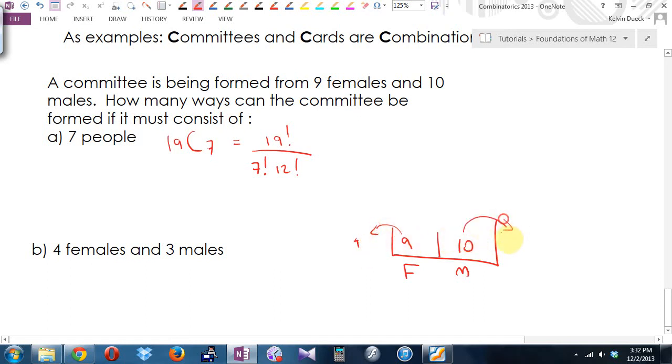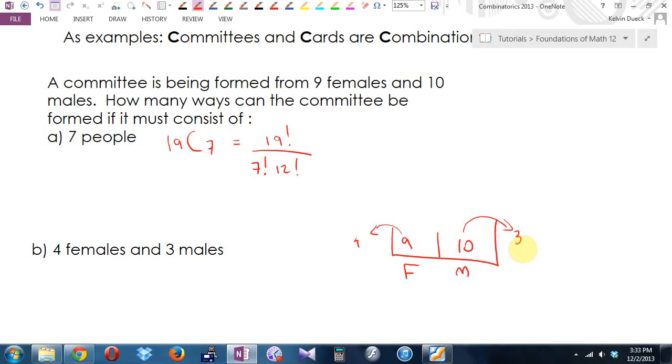4, 3, what's the equation? Wait, how did you get 9 females and 10 males? It's said in the question, formed from 9 females and 10 males. And it says 4 females and 3 males. Yeah, that's it. The original numbers are the total in the bucket.